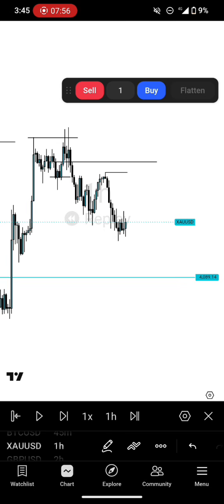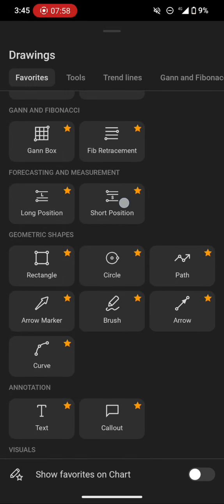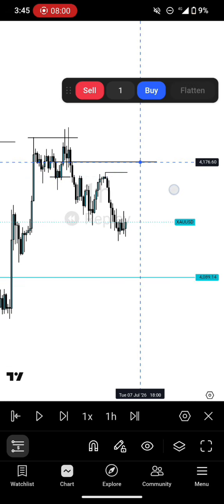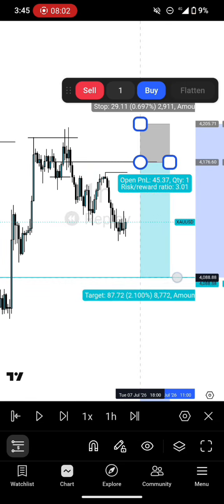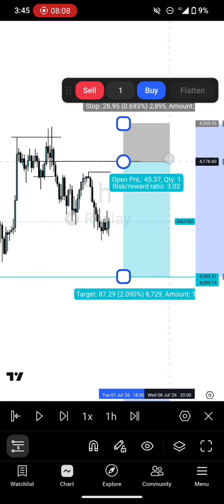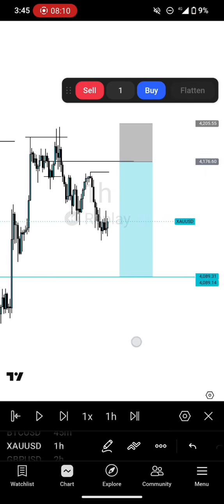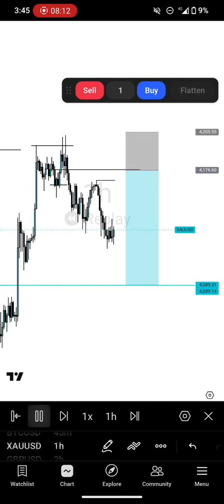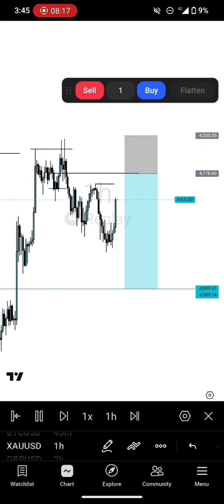Now what do you want to do in a scenario such as this? Make sure your SL is in an area of invalidation, which is an important thing you want to do. This trade that very day was a 3RR trade, right? So a 3RR setup. Let's play the tool and see how it played out.